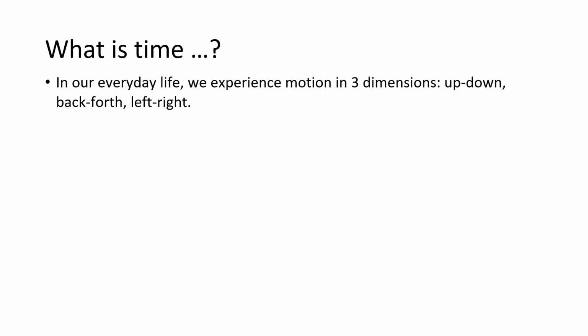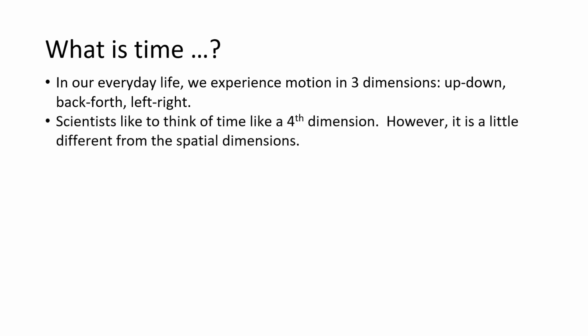So spatial, space, means up and down, back and forth, left and right, X, Y, Z axis in math class. So you can actually think of time as a fourth dimension. Another way to locate an object is not just where it is physically, but also where it is in terms of time.